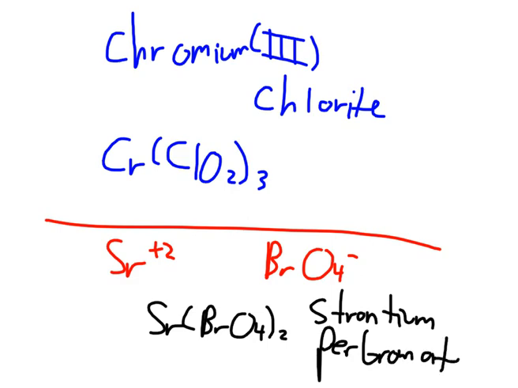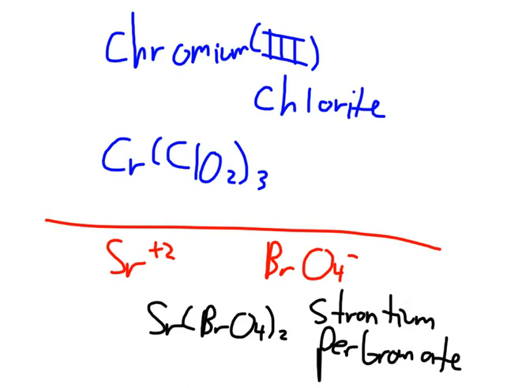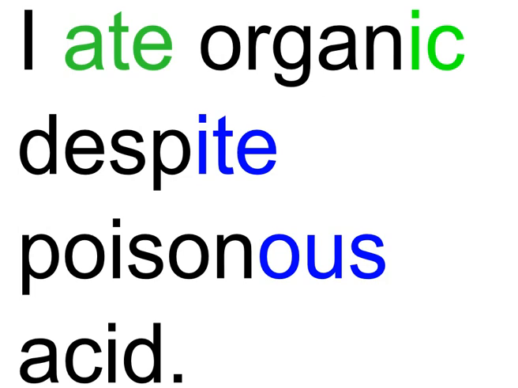Alright, so really that's how polyatomic ion bonding works in a nutshell. The last thing we need to cover is how acids work. Now you'll notice that there is a chart at the bottom of the pages on the polyatomic ions that tells you how acid naming works. I'm going to give you a few examples here. So first off, if you memorize "I ate organic despite poisonous acid," this is a little bit of a mnemonic that'll help you remember the pattern.